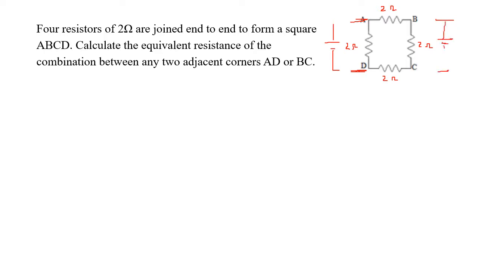At AD or BC. So when you apply the battery, let us say this is the positive terminal and this is the negative terminal. So between this there is only one resistance, but here there is another path for the current to flow.